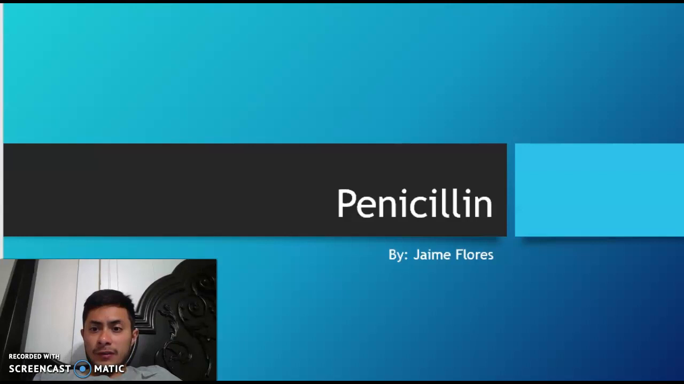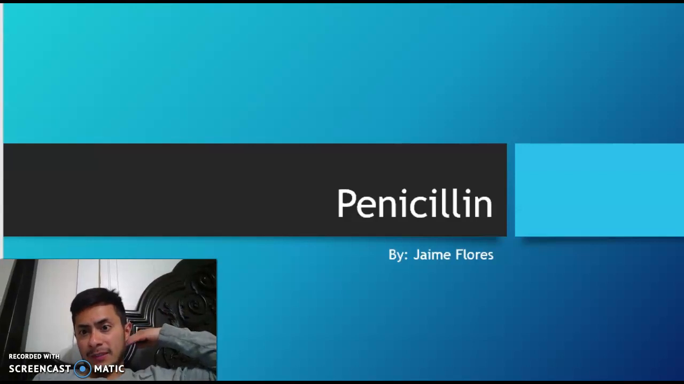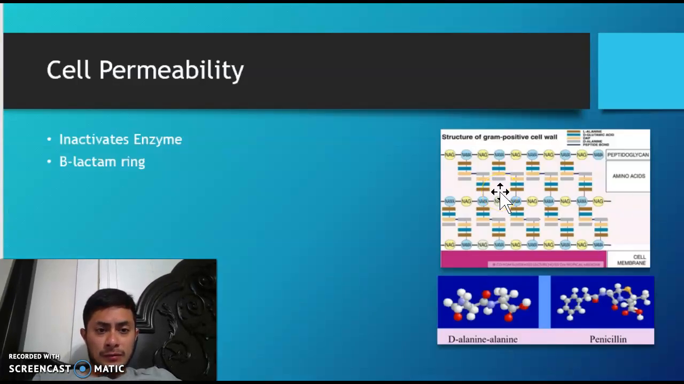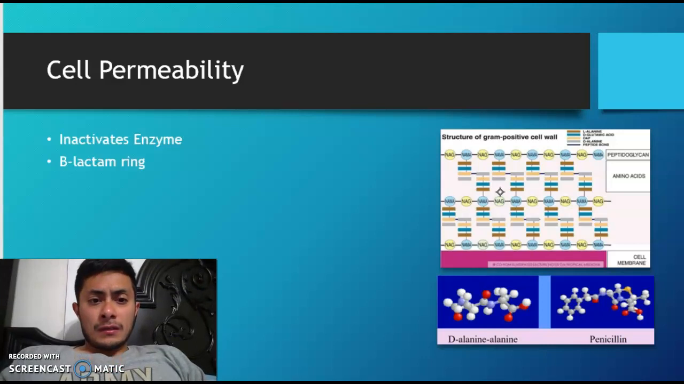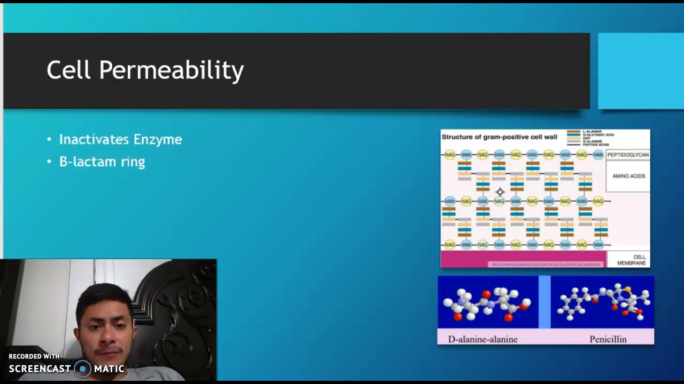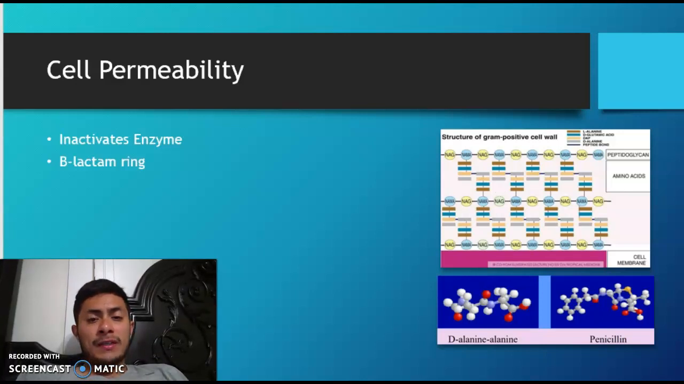It's one of the first drugs used to combat bacteria, which was developed back in World War II to combat bacterial infections, which most of the time led to death. Now we can go to the next slide. Here you can see a little bit on the cell wall of the bacteria, and down here we can compare the penicillin to the D-alanine alanine, which is replaced.